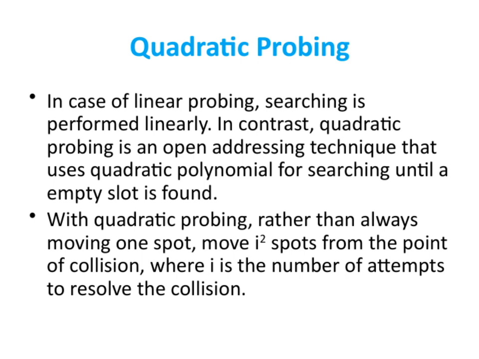This method helps to reduce clustering and improves the distribution of probes, making the search process more efficient in certain scenarios. Overall, quadratic probing is a clever way to handle collisions, especially when we want to avoid the clustering issues that can sometimes happen with linear probing, all while maintaining a systematic approach to finding empty slots in our hash table.